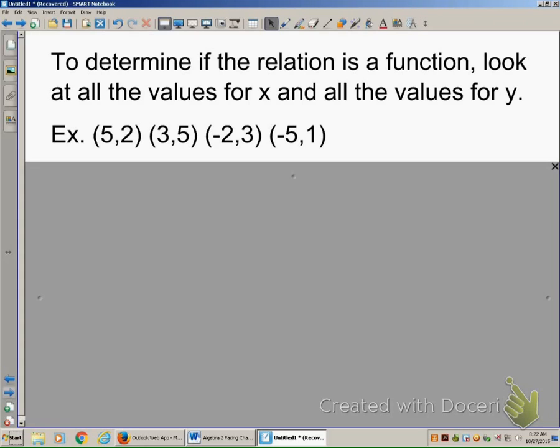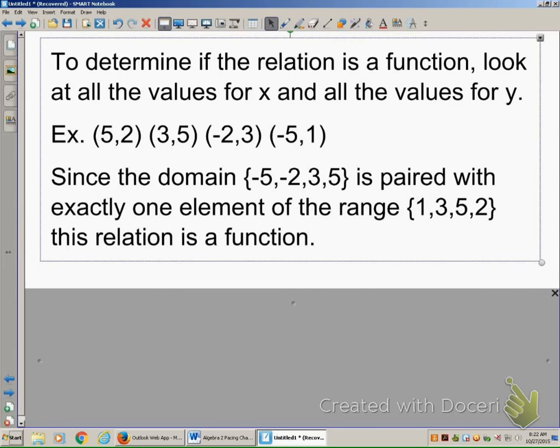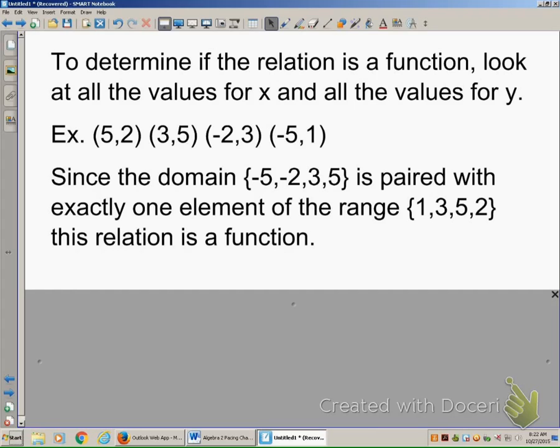So we're going to look at all the values for x and all the values of y for this given relation. We've got (5, 2), (3, 5), (-2, 3), and (-5, 1). First let's look at the x values. Are there any x values that are the same? I've got 5, 3, -2, -5. They are all different. So since all the x values in the domain are different, I know that they are paired with only one element in the range. So this relation is in fact a function.